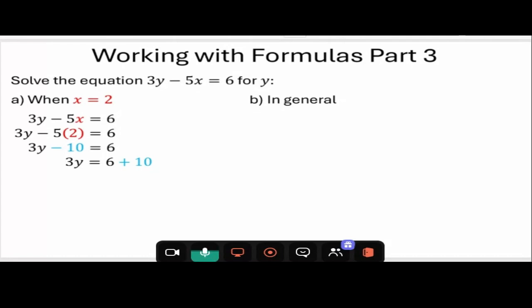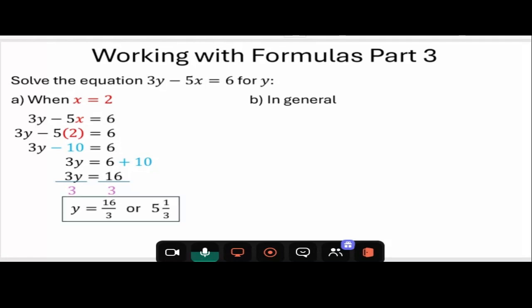6 plus 10 is 16. And we divide both sides by 3 to get the y by itself. And we get 16 over 3. Fractions don't scare us. That's just a perfectly fine answer. Go read the instructions, and if they happen to say give your answer as a mixed number, 3 goes into 16 5 times with 1 left over, 5 1/3.